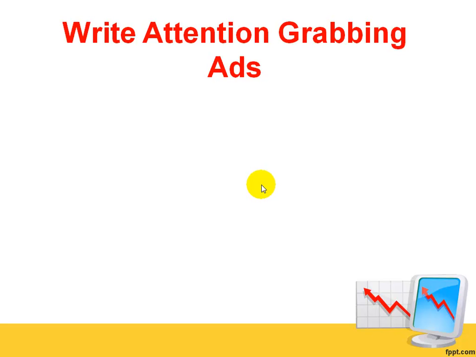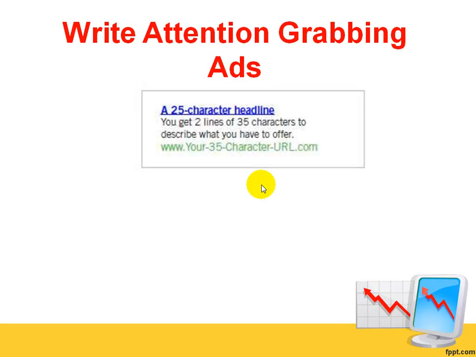Write attention-grabbing ads. So what does that look like? Well, in a Google Adwords campaign, you get 25 characters for your headline. This has got to grab people's attention. You then have 2 lines of 35 characters to describe what you have to offer. And finally, you have your URL or web address, which can, as I said earlier, be really whatever you want it to be. Don't forget, within these 2 lines, as well as describing what you have to offer, you need to have a call to action. So you need to be very, very succinct.